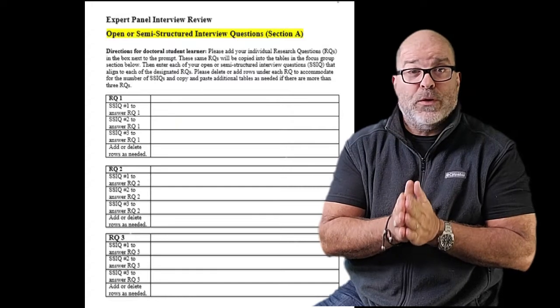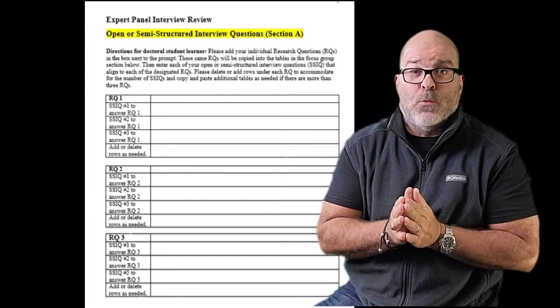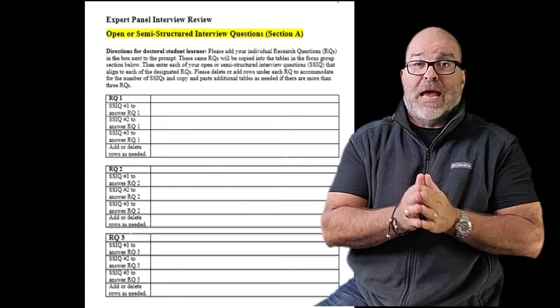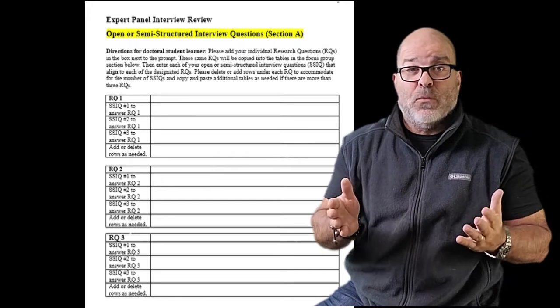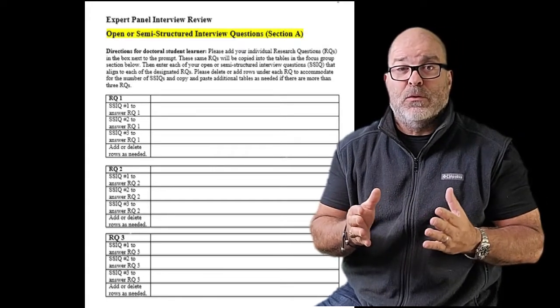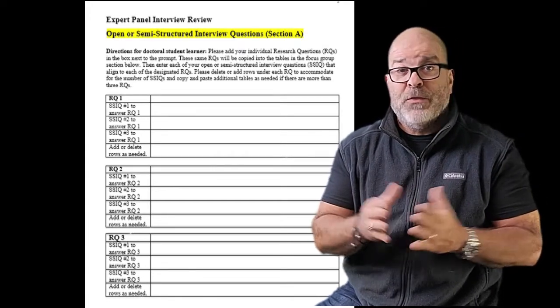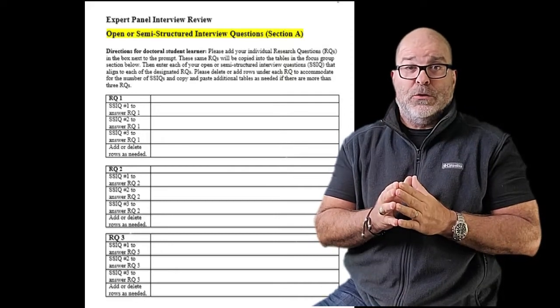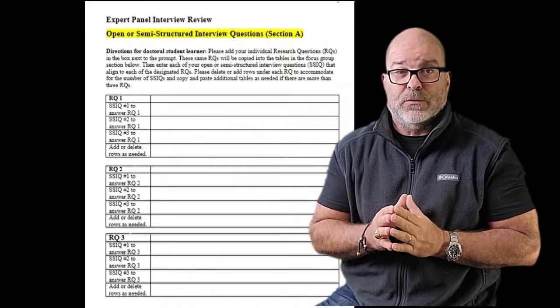If you have more than 3 RQs, then feel free to add more tables to accommodate what is accurate to your study. Just copy one of these tables and paste it below the table for RQ3. On the other hand, if you have fewer than 3 RQs, then just delete one or more of these tables.